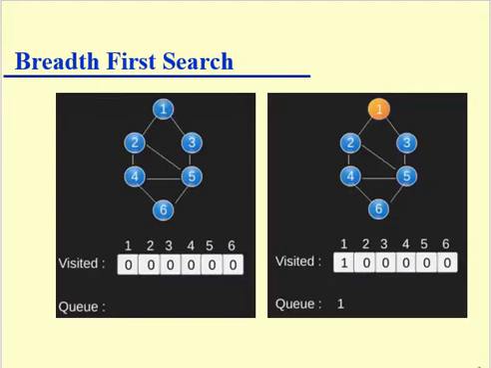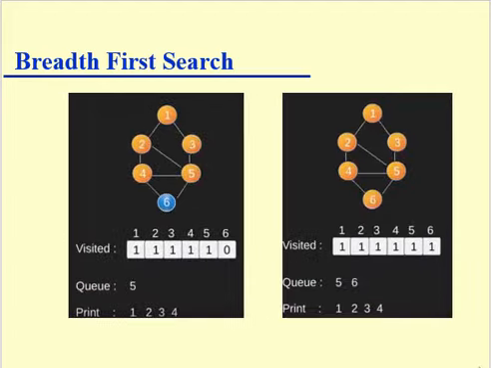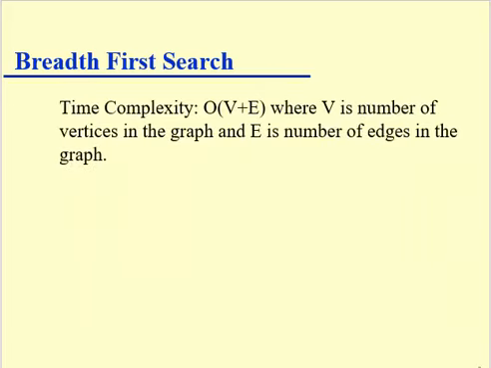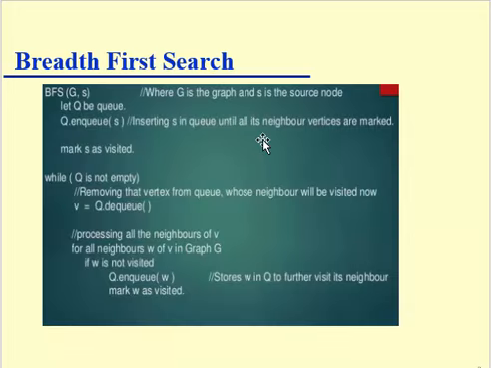Before that I will tell you the complexity of this. The complexity of breadth first search is big O of V plus E, where V is the number of vertices and E is the number of edges. Like suppose you have 5 vertices and 7 edges, so it would be in the order of 5 plus 7. So this is the algorithm.